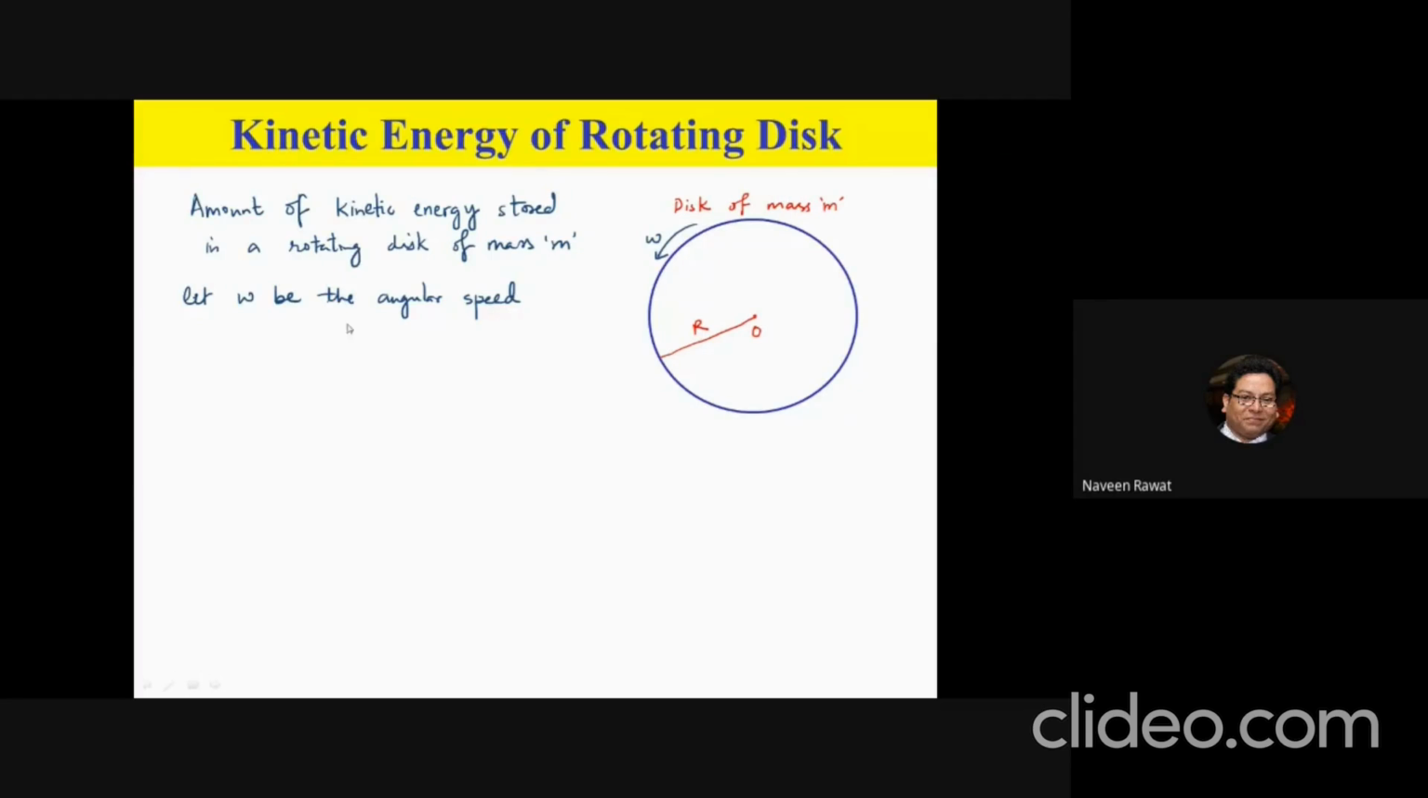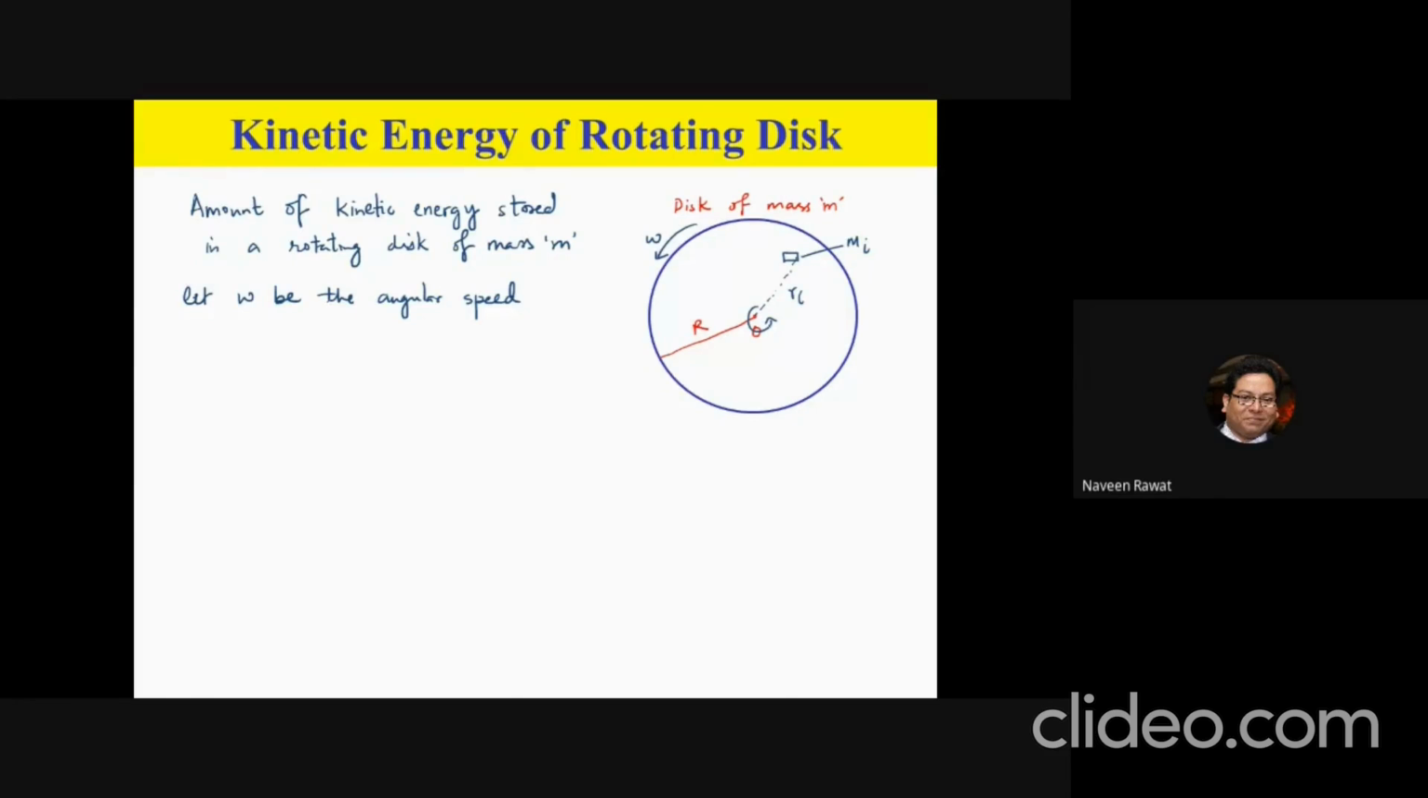Let's define this disk as having the angular speed omega. Let's say that the disk is rotating about this axis O, and we can all visualize that this axis is coming out of the plane of the screen. We can try to find the kinetic energy of a small mass element that is rotating in this disk. Let's take a small mass element here, with mass m_i, located at position r_i from this axis of rotation.